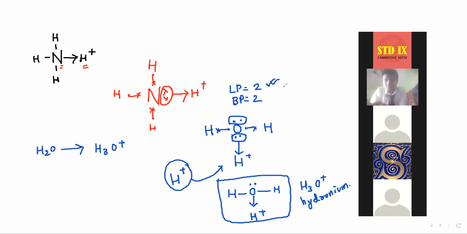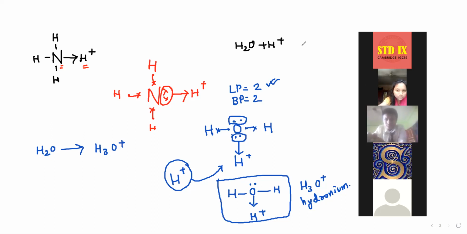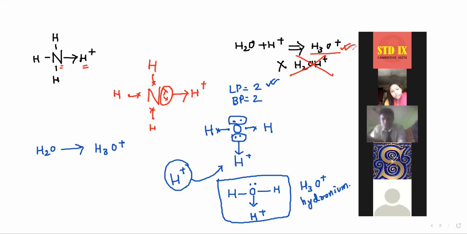Yes, I am telling, my dear friend. Here it is, H2O, water. This gets combined with one H plus and these together will form H3O with a plus sign. But you cannot write H2O H plus. That is not possible. Please do not write H2O and H plus. That is incorrect. Write H3O plus. Okay? I was thinking about that only. That is why I have told.